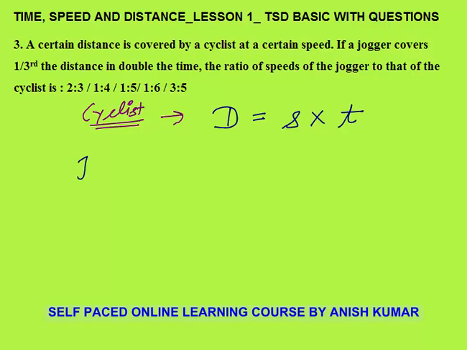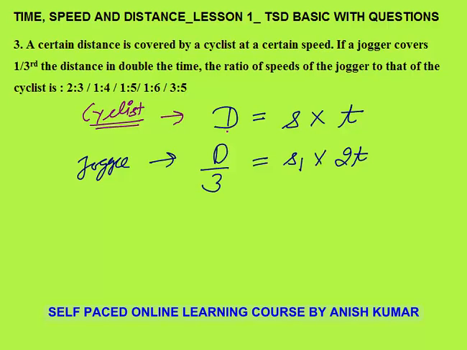What about jogger? The question says that if a jogger covers 1/3 of the distance, it means he covered d/3. Cyclist is covering d, jogger will cover d by 3, because 1/3 of distance of d would be d by 3, in double the time. Time is 2t. Cyclist takes t time, jogger will take double the time, that is 2t. Let's say speed of jogger is s1.